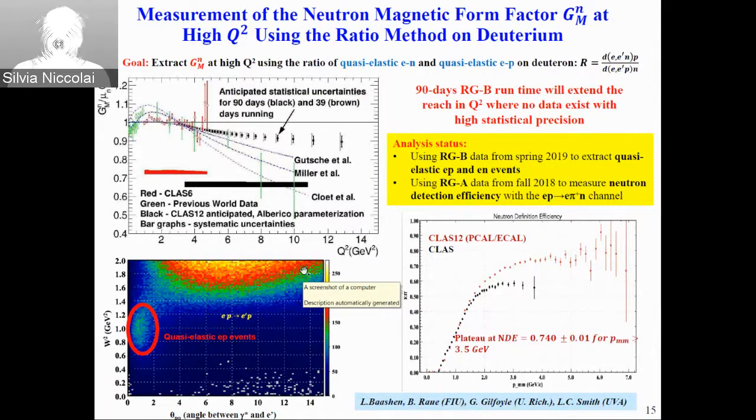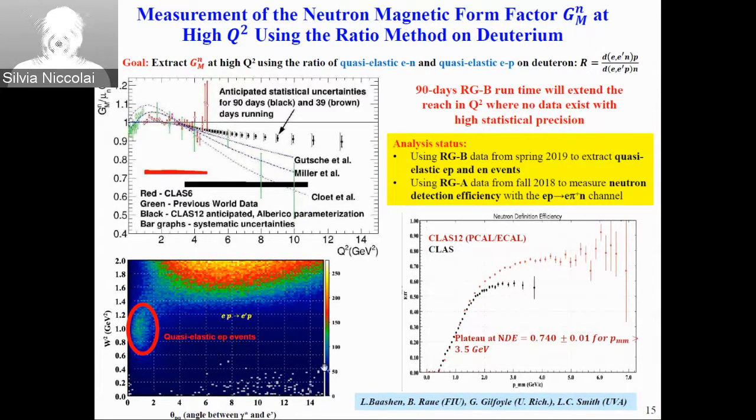So with RGB and with the 90 days, RGB will extend the reach of the current data for GMN, where there are no data yet, and will give high precision, allowing us to discriminate theoretical models. The analysis status is that channel selection is ongoing with RGB data.